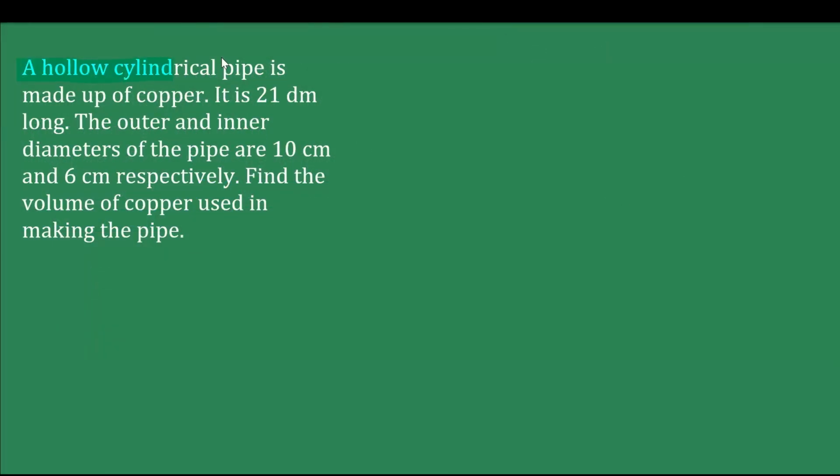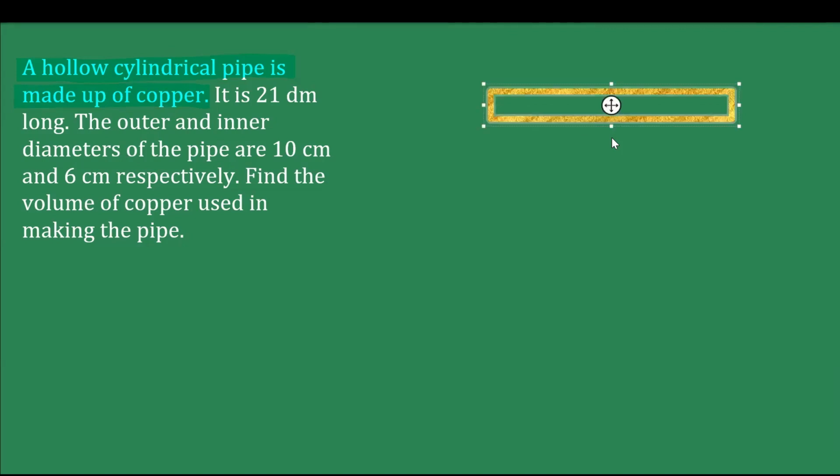In this question, a hollow cylindrical pipe is made up of copper. So what we can do is make a cylindrical pipe first. Its edges are circular, I mean the cross-section should be a circle over here, and we can make another one. This is what a pipe looks like.